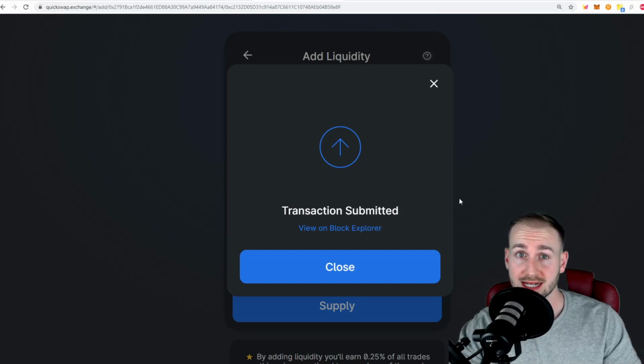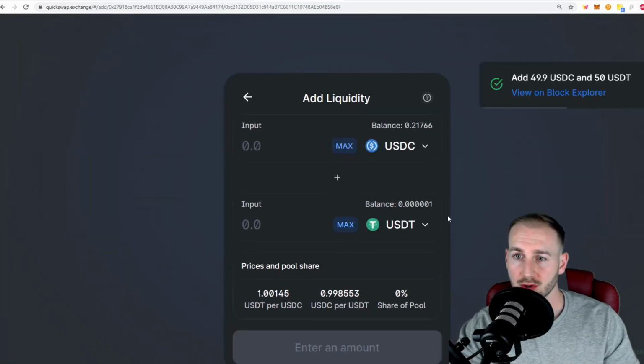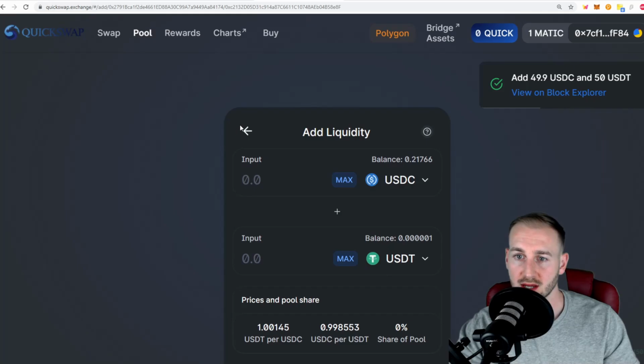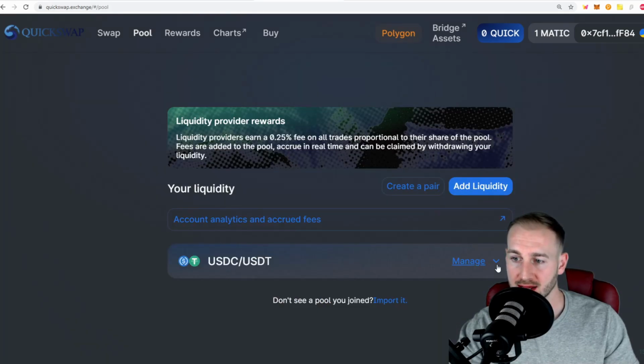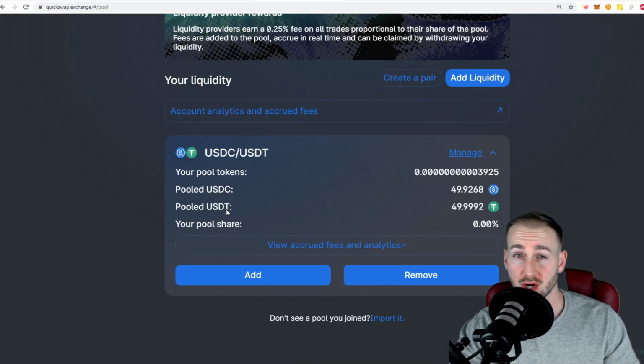Maybe if you're taking out profits on the way into stables, or if you're sat with a big bag of stables right now as you're not sure what to do with the markets, you can put those dollars to work in many different ways, this being one of them. So now that is confirmed, if we just go to the pool section again, and from here you can actually see my LP tokens. So I will start to accrue rewards for this pool.